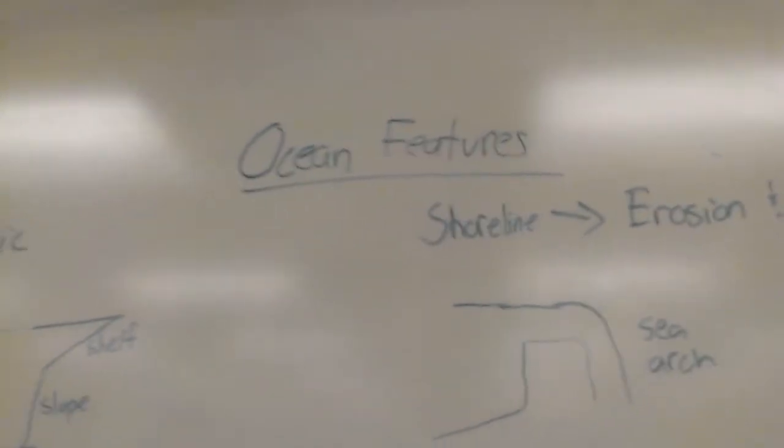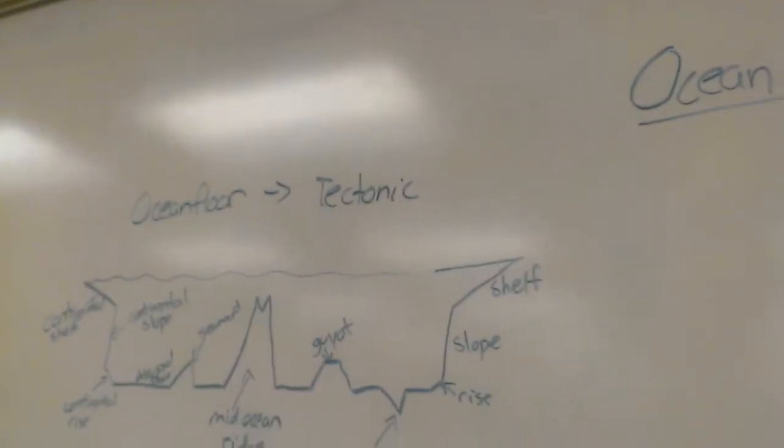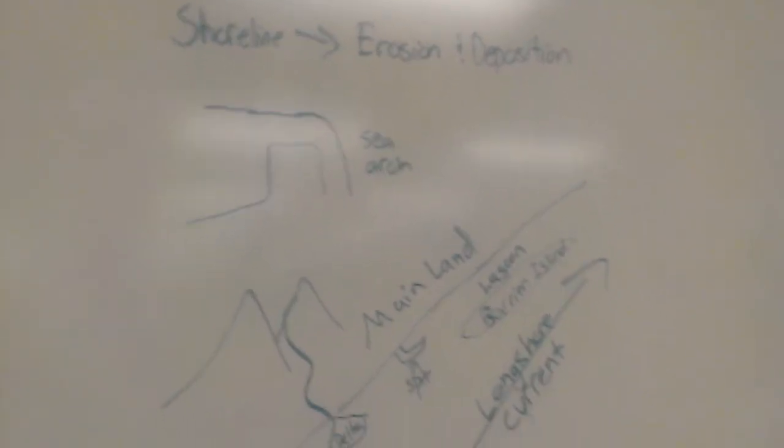You either have ocean features from the floor that are primarily tectonic, or you have shoreline features that are usually erosion and deposition.